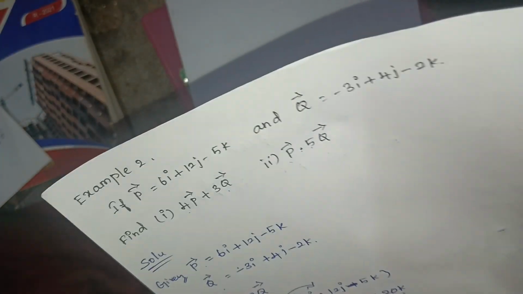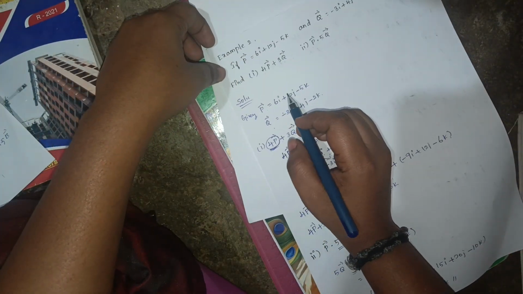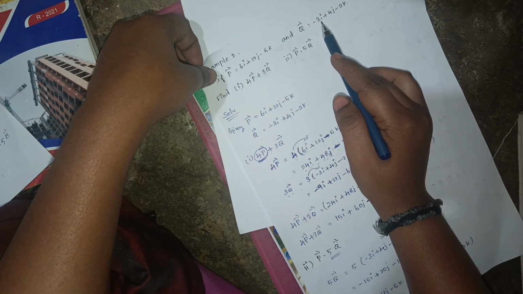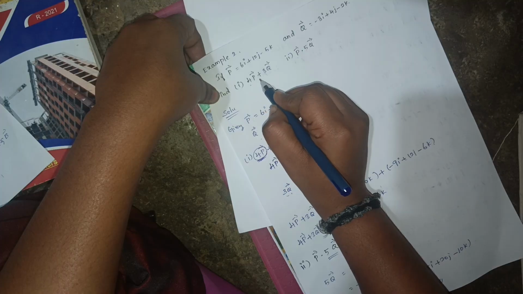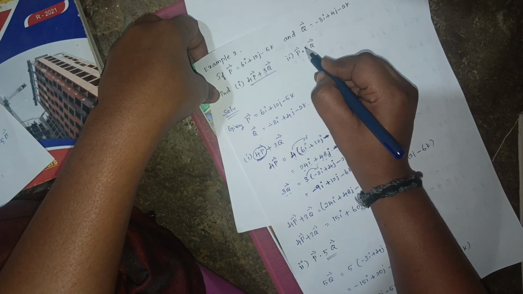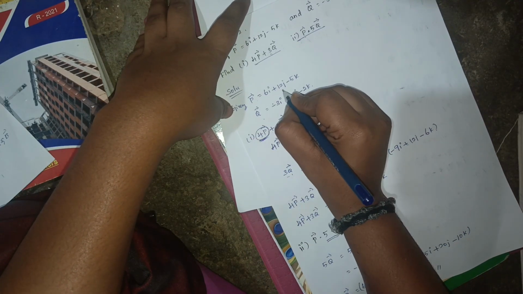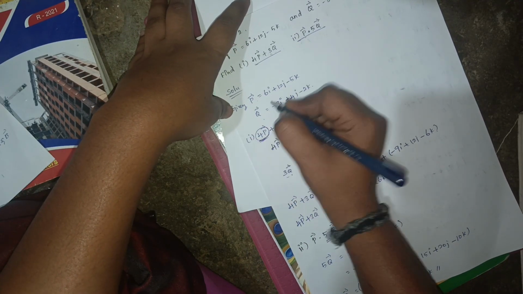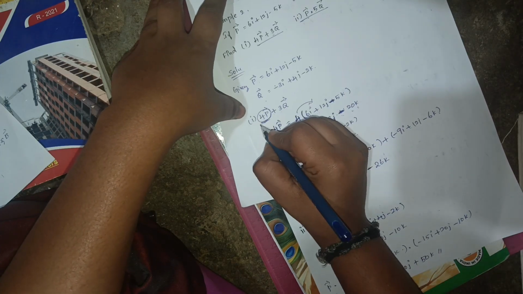Then another example. If P vector equals 6i plus 12j minus 5k and Q vector equals minus 3i plus 4j minus 2k, we want to find 4P vector plus 3Q vector. The second one is P vector dot 5Q vector.